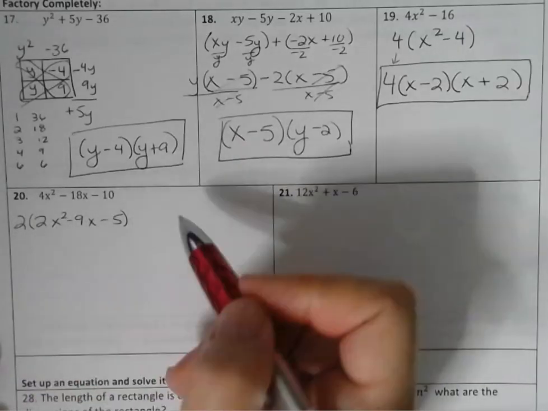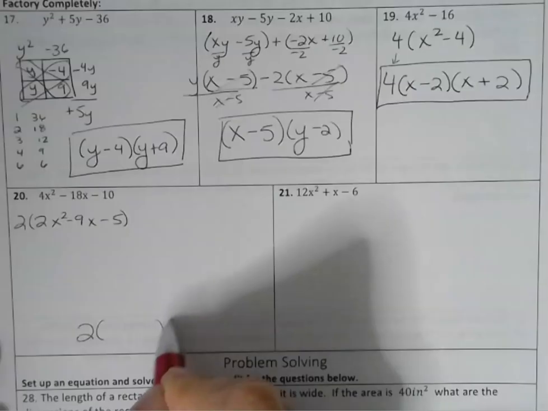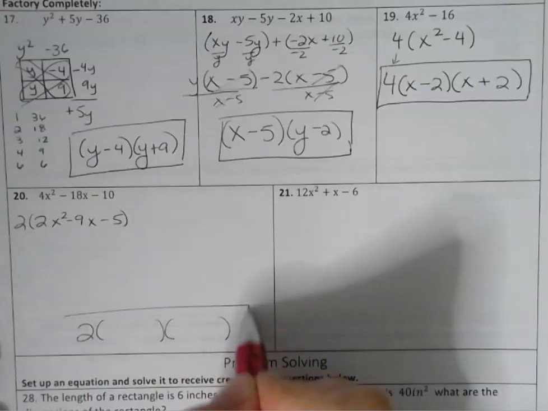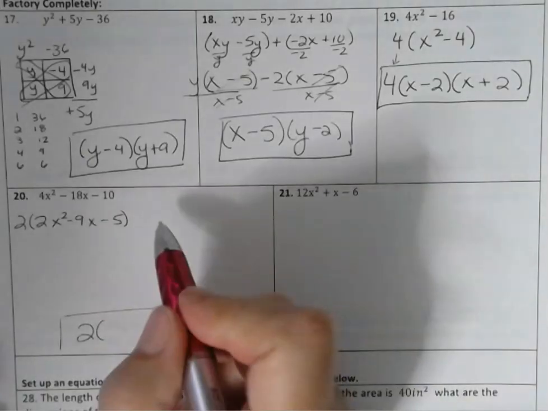Now I want to put this into my box, but I don't want to forget this 2. That's a really common mistake. So I'm going to do this. I know my answer's got to look like this. If it's factorable, I'm going to have a 2 up front and I'm going to have 2 things there. If you write that down ahead of time, you won't forget to do it later.